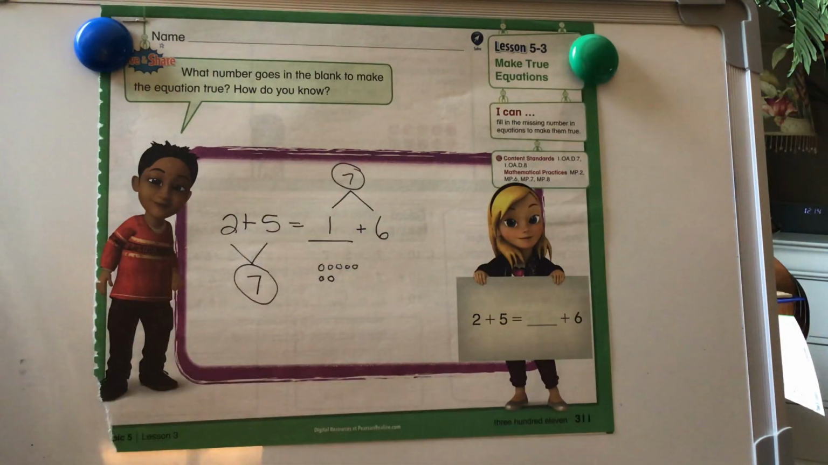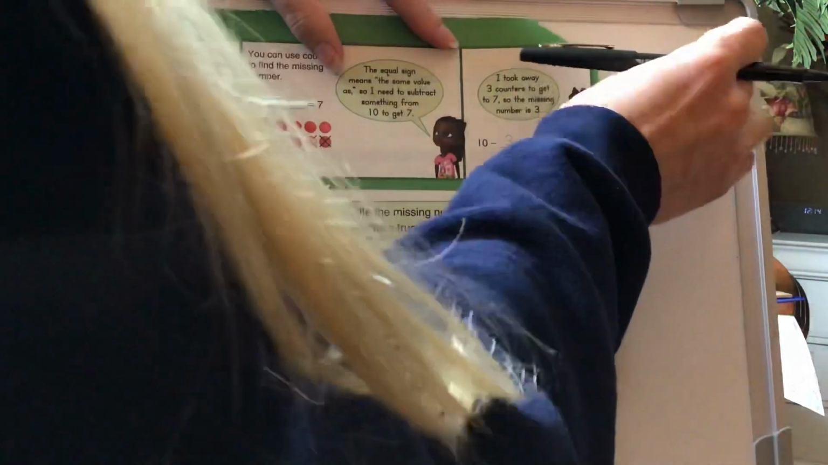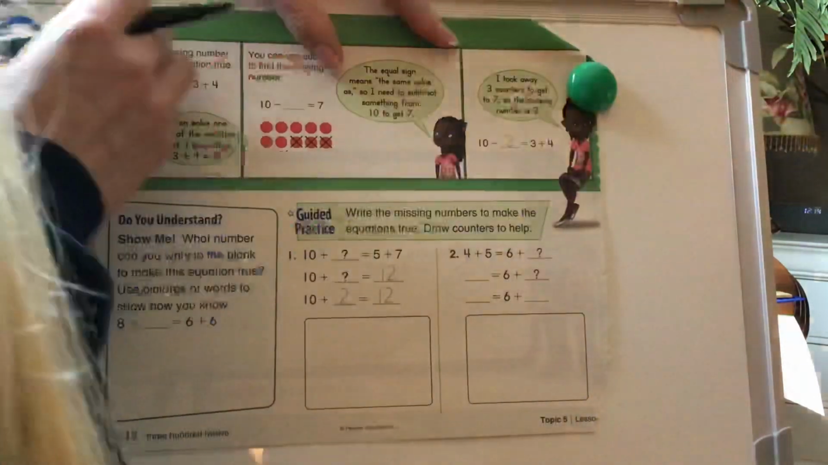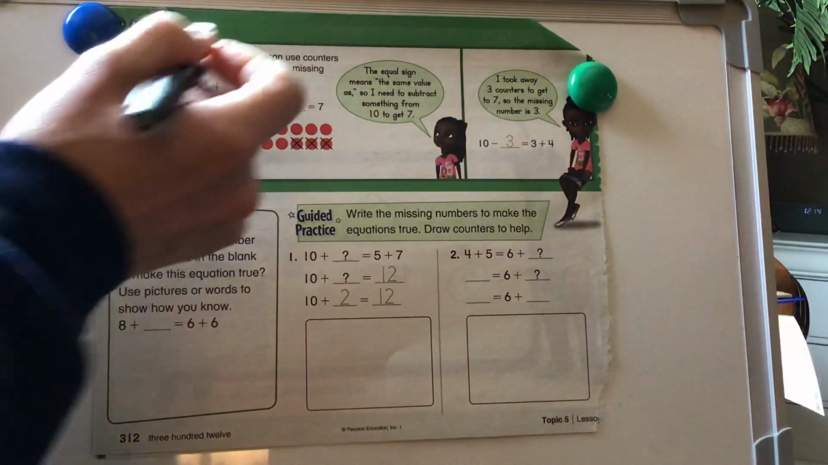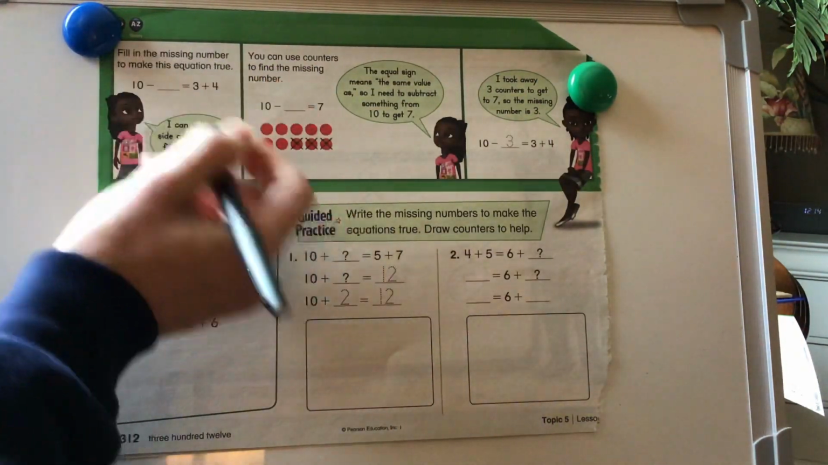So we're going to be doing some math mysteries to make true equations. This is a really fun one because you guys are excellent at math. So you guys can solve math mysteries very, very well. Let's take a look at our comic strip. Fill in the missing number to make this equation true.